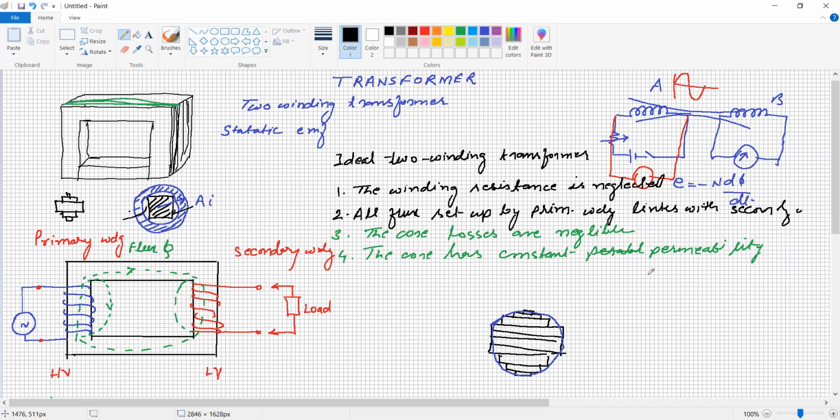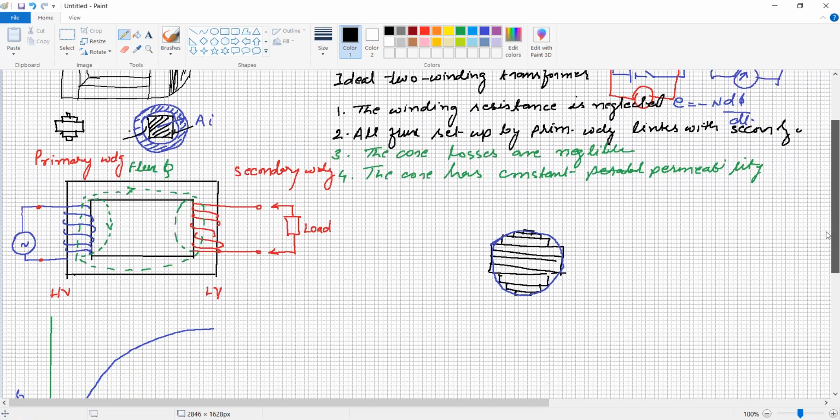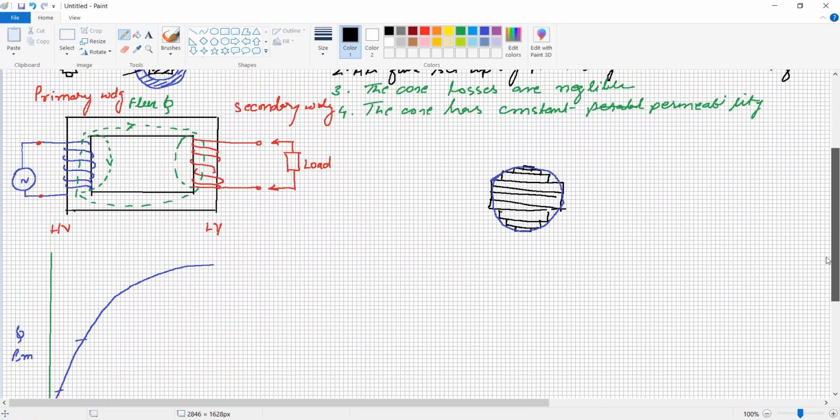Now we will consider the working operation of the transformer, and from this working operation we will consider our assumptions. The first assumption is that there is no winding resistance. The second assumption is that whatever flux is created by the primary winding links with the secondary winding. The third assumption is that the core losses in the transformer are zero. And the fourth assumption is that the transformer has a constant permeability, or it can be said that the transformer is designed on the linear part of the magnetization curve.